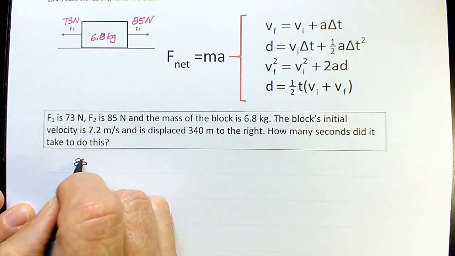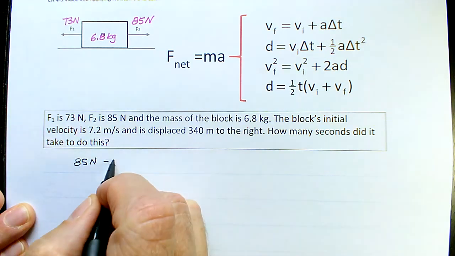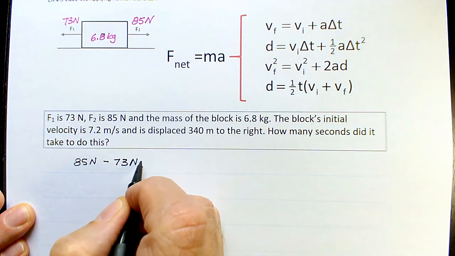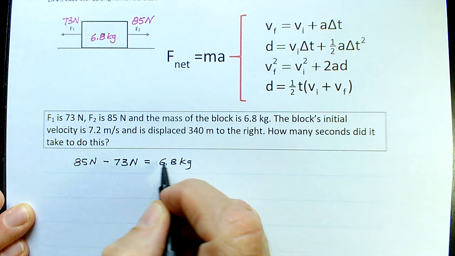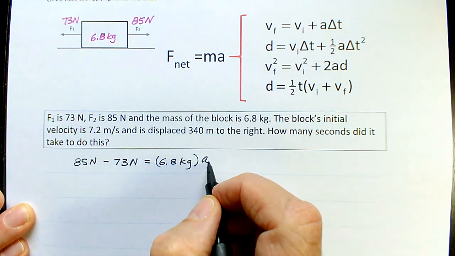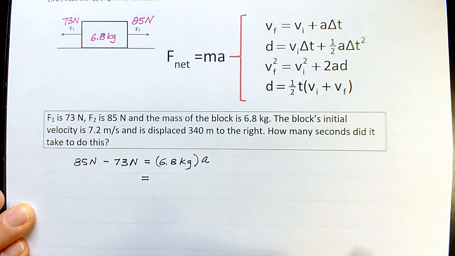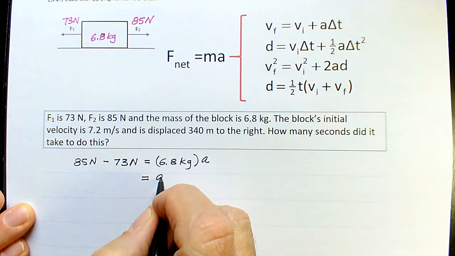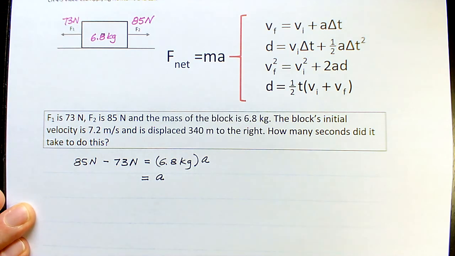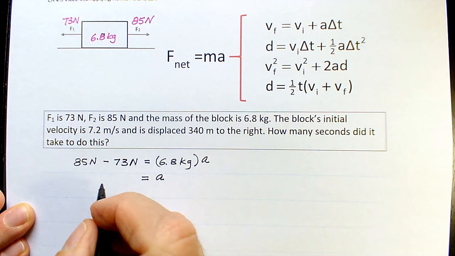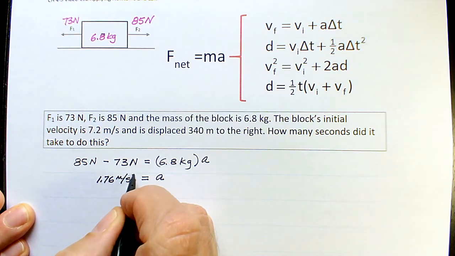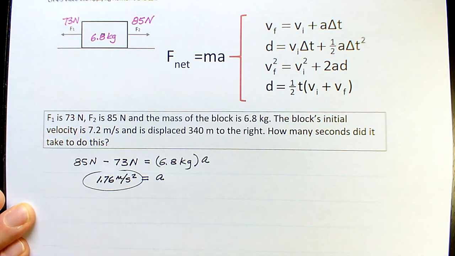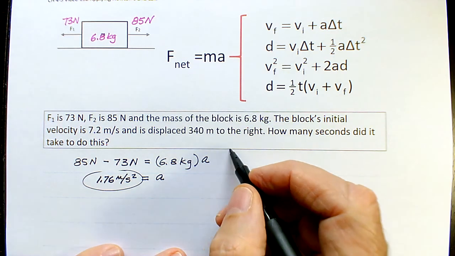So 85 newtons minus 73 newtons is equal to 6.8 kilograms times a, applying Newton's second law. And we're going to find the acceleration. So the acceleration in this case is going to be 1.76 meters per second squared, and it's accelerating to the right. So this is sort of an intermediate result, not our final result.